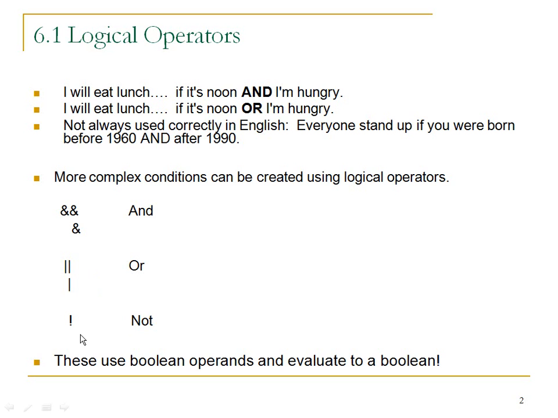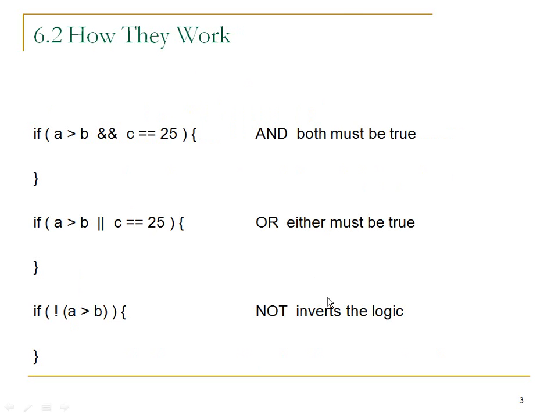All of the logical operators use Boolean operands and evaluate to a Boolean. So they only work on true-false values, and that's why they're called logical operators. So here's how they work. If A is greater than B and C is equal to 25, both of those would have to be true in order for this expression to evaluate to true. So this is a relational logical expression with relational operators and a logical operator connecting them.